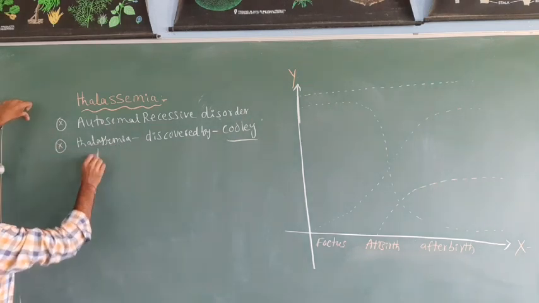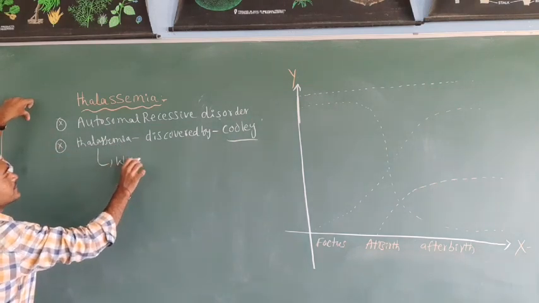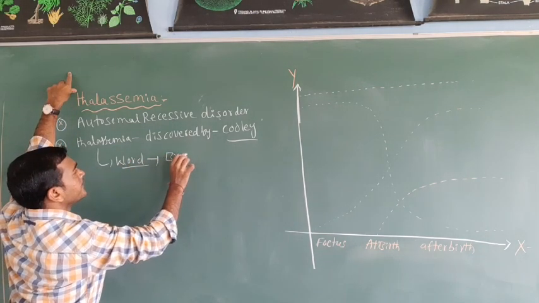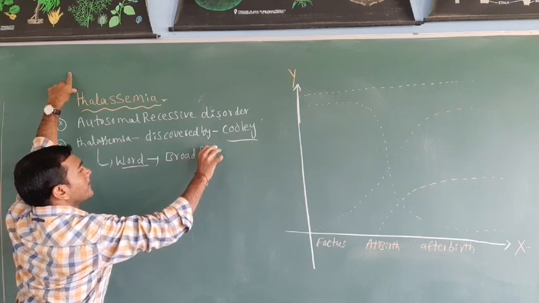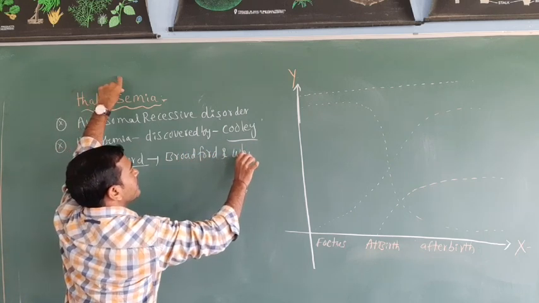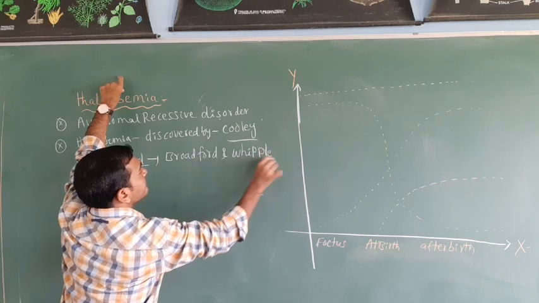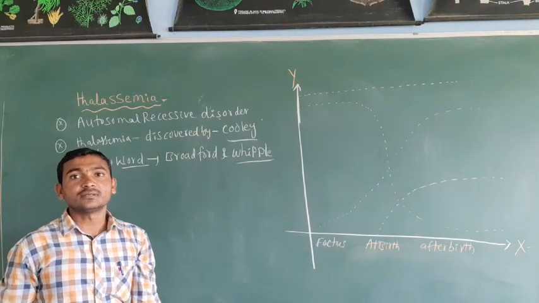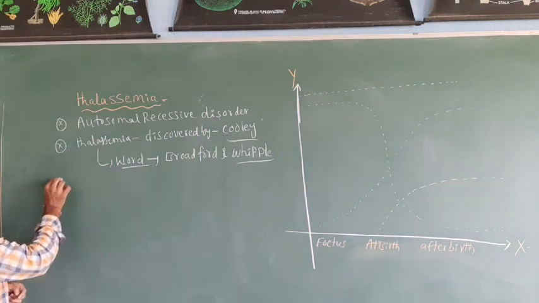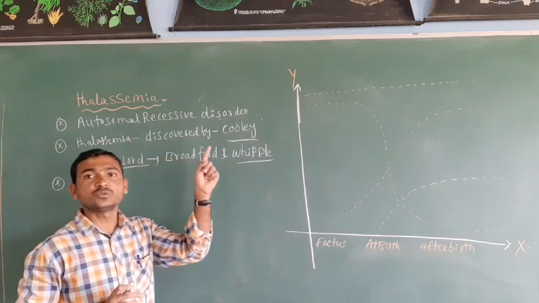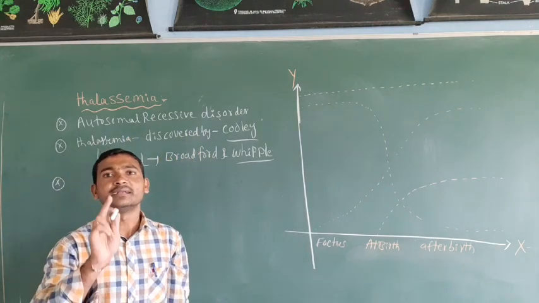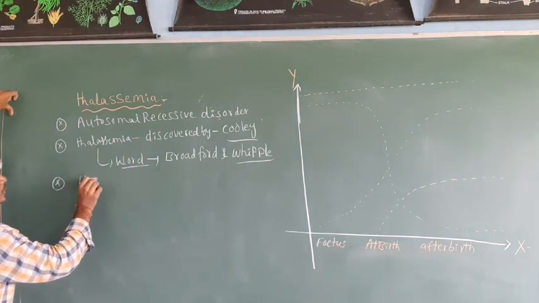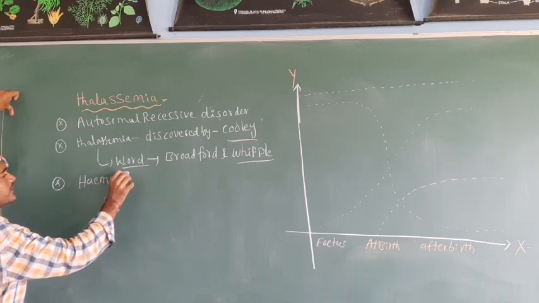Next, the word thalassemia was introduced by Bradford and Whipple. Bradford and Whipple introduced the word thalassemia; the disease was discovered by Cooley. Actually, thalassemia is an autosomal recessive blood disorder. Thalassemia is called a hemoglobinopathy.